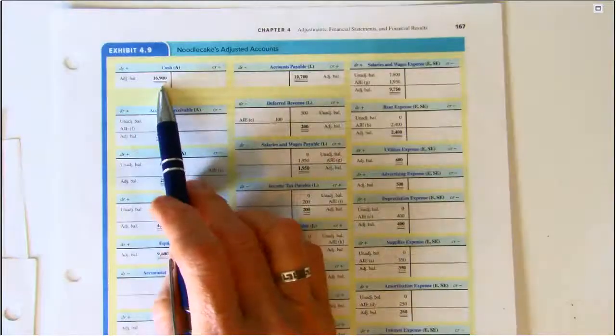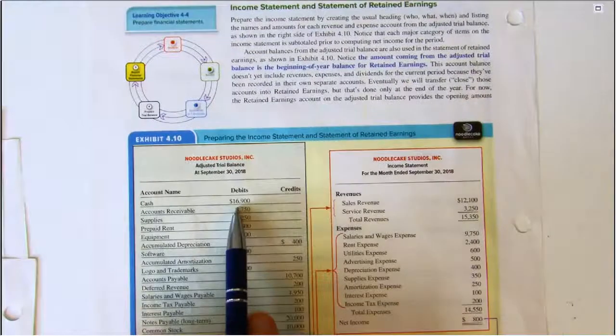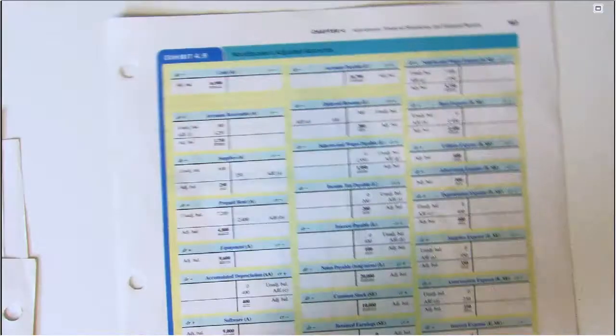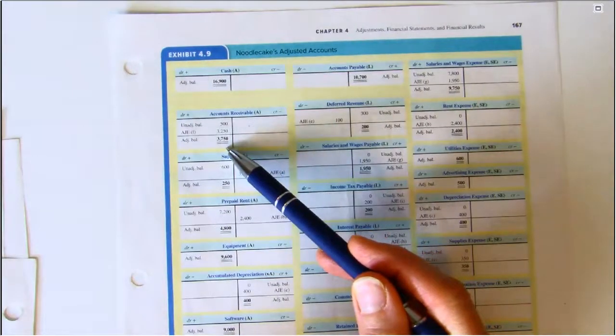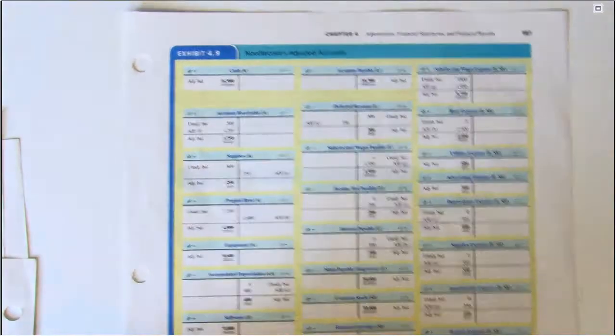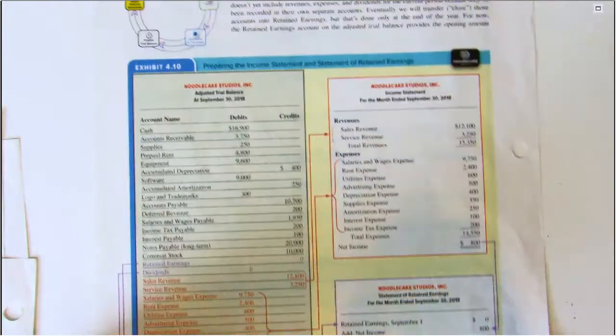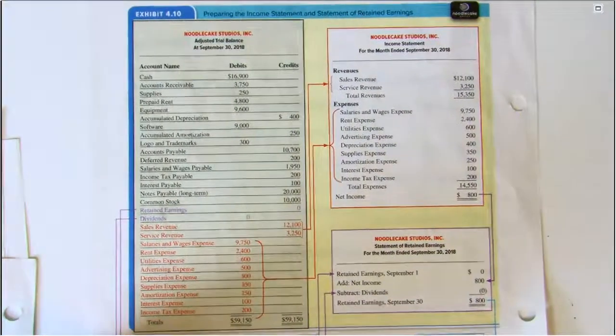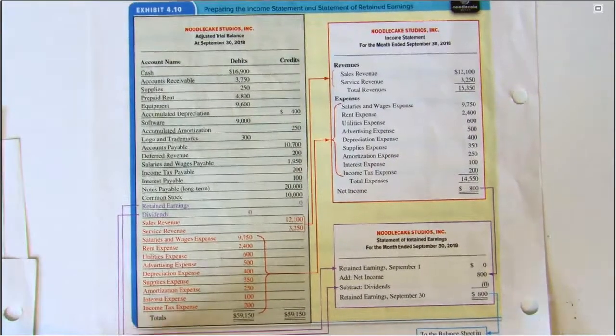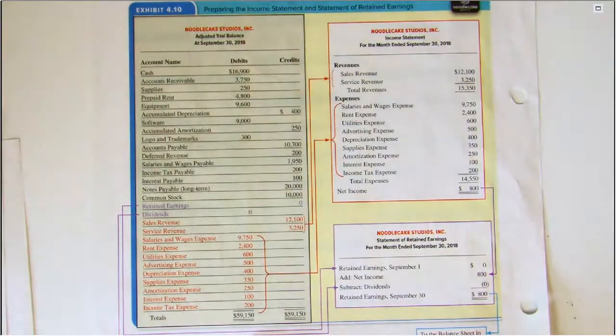So for example, cash, $16,900. Since it's a debit balance, it gets listed in the debit column. Accounts receivable, a debit balance of $3,750, gets posted in the debit column. And we would do that for every single one of our accounts. And then we would add down to make sure that the total debits equal the total credits. If they do, then the next step would be to prepare our financial statements.